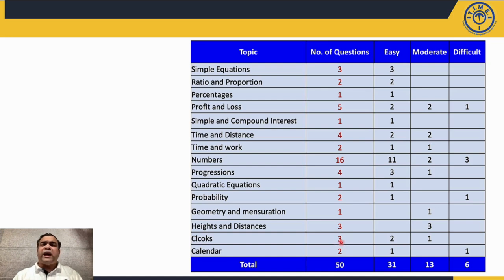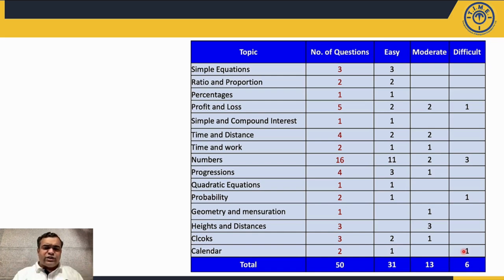Clocks questions were based on angles, for example when the two hands will be opposite in a particular time slot. Those kinds of questions were asked in clocks. In calendar, there were two questions: one was easy, one was difficult. I will say that was not so straightforward, because for that the definition of a leap year was required. If a year is a century year, then how the leap year is decided for a century, if you know that concept, then you could have solved that question. So I'll put that as a slightly difficult one.